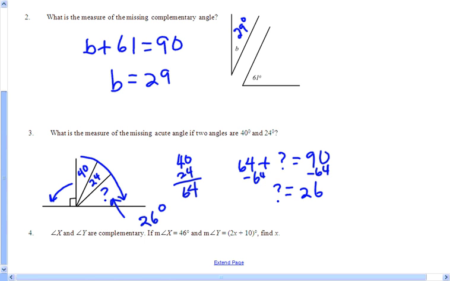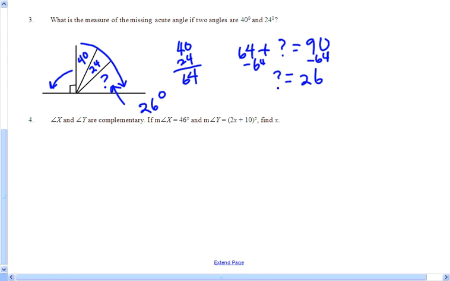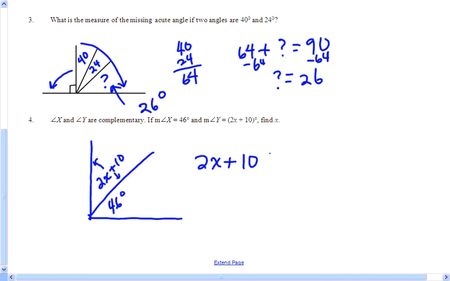All right, and number 4, if x and y are complementary, and the measure of angle x is 46, and the measure of angle y is equal to 2x plus 10, find x. So they're complementary. If I want, I could draw a diagram like this to represent them. And we'll say this is the 46-degree angle. And that this one, angle y, is represented by the expression 2x plus 10. And we know if we add both those up, because they're complementary, they have to equal 90.